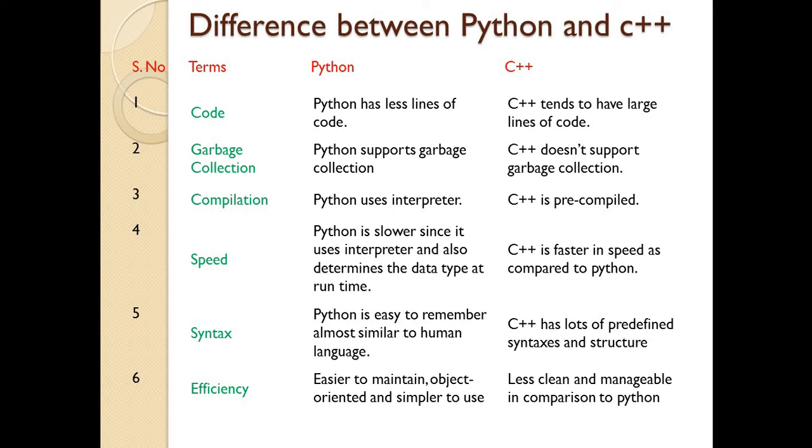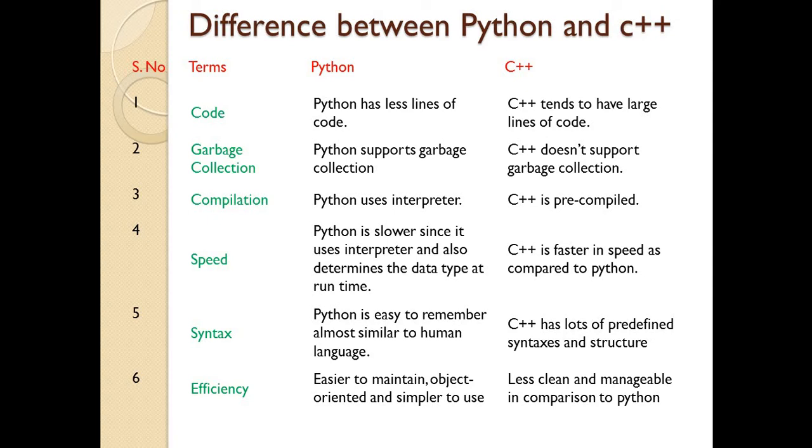The next difference is in terms of speed. Python is slower since it uses interpreter, right? During runtime only it is going to determine the data type. As you can remember in Python, while writing the program, we won't specify the data type, right? So automatically it should be detected. Whereas in C++, it is faster in speed. Why? Because already we are compiling the program, right?